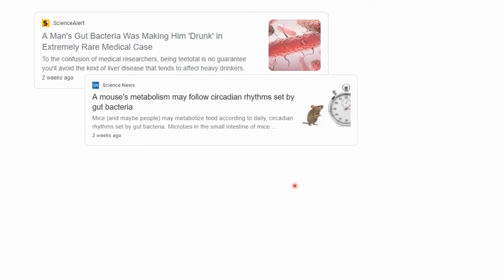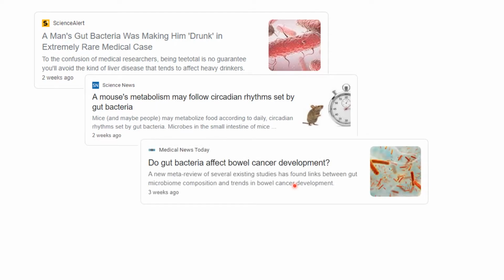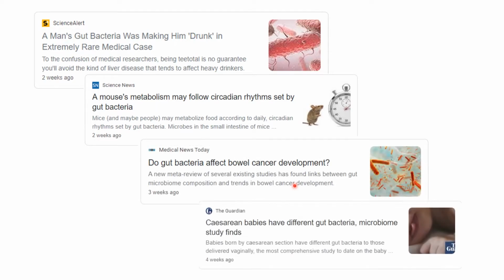And then we see here a mouse's metabolism may follow circadian rhythms set by gut bacteria. Do gut bacteria affect bowel cancer development? And also that cesarean babies have different gut bacteria, microbiome study finds. So we'll see how a baby's delivered can impact the type of bacteria that you find in the intestine.